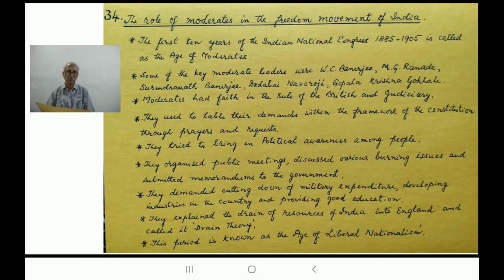They explained the drain of resources of India into England and called it the drain theory. It was mainly Dadabhai Naoroji who put forth this theory and said Indian goods are being purchased at a very low rate, taken to Britain, and their finished goods are getting ready, and they come to India and are sold at a higher rate. With that, what happens? Indian wealth is getting drained out. We are becoming poorer and poorer year by year, and this should stop. This period is known as the age of liberal nationalism. You don't see much violence here. Everything was going on quietly, and we were going by way of requests and prayers to the British government. 35th question now.